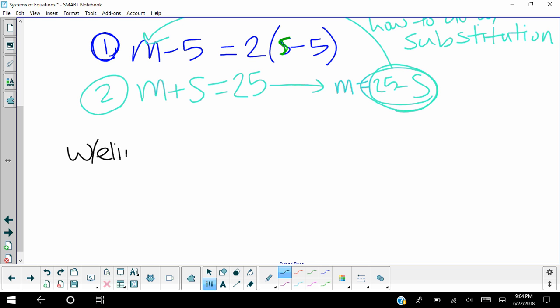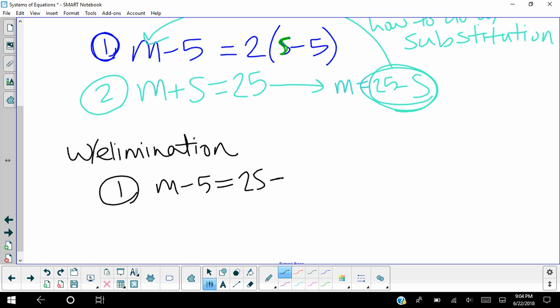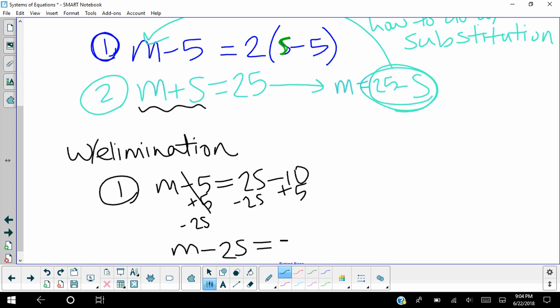So if we do elimination instead, you need to get the equations in the same format. So I need to work with equation 1 to line it up in a format that's similar to equation 2. So I'm going to distribute: m minus 5 equals 2s minus 10. And then notice the order of this. I had m plus s equals my number. So I'm going to keep the m on the left side. I'm going to add the 5 to both sides so that I can get rid of the number and move it to the right side. And then I'm going to subtract 2s on both sides so that my first equation becomes m minus 2s is equal to negative 5.